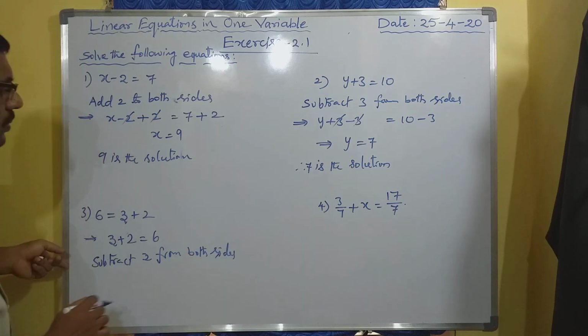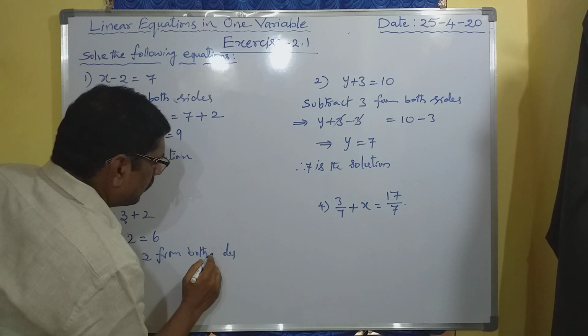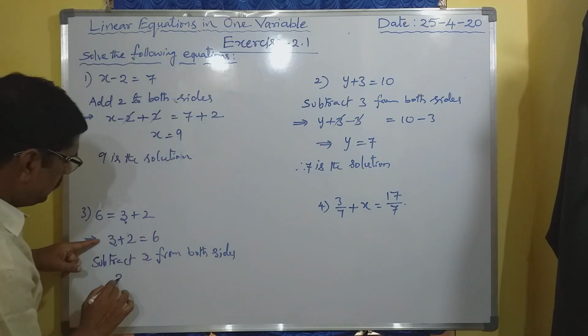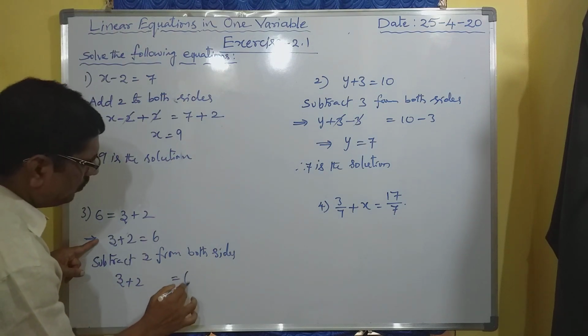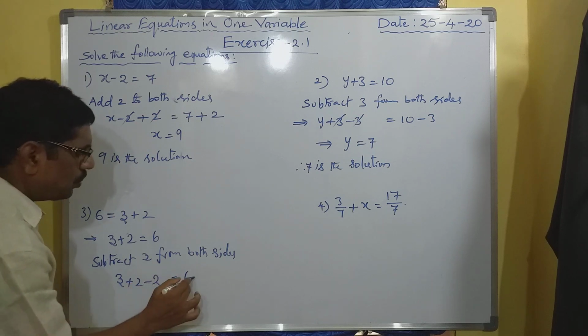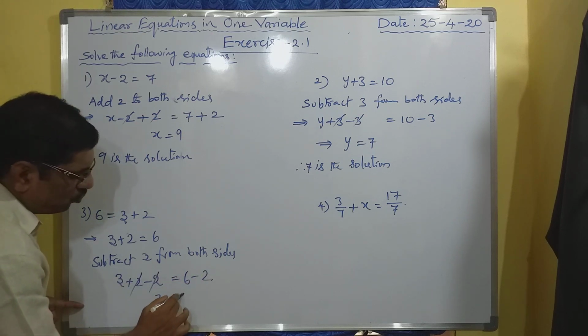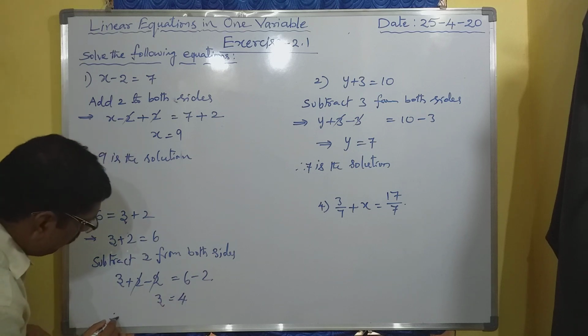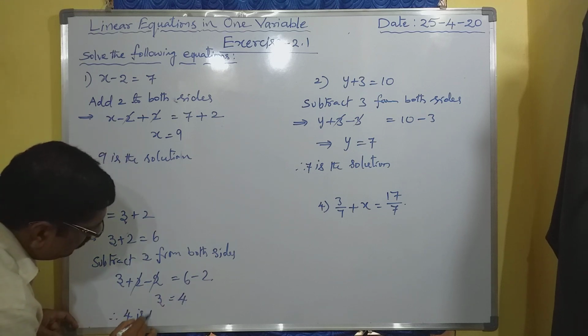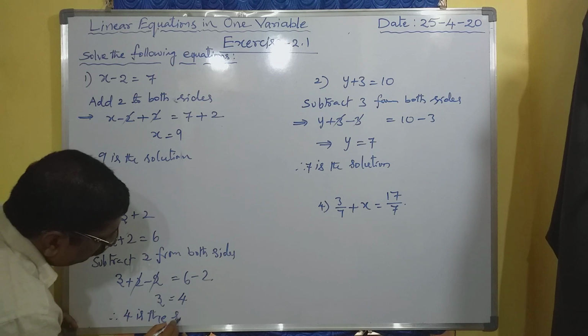Then what you will get? z plus 2 is equal to 6 is given. We have to subtract 2 on both sides. Then we get plus 2 minus 2 will be cancelled. z is equal to 6 minus 2 is equal to 4. Therefore, we can write 4 is the solution.